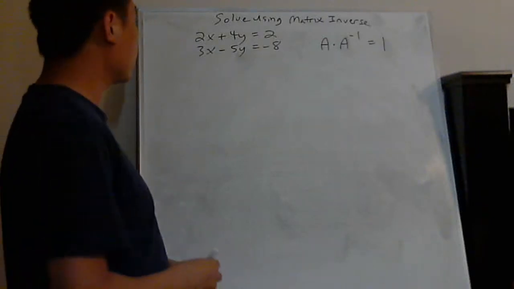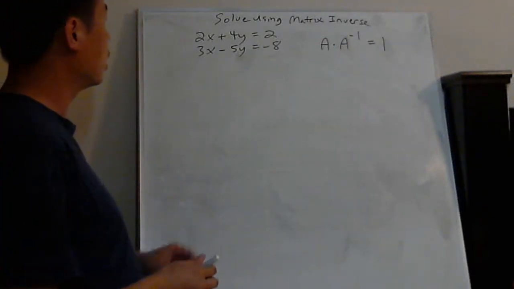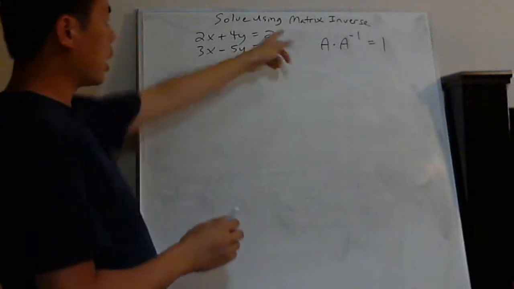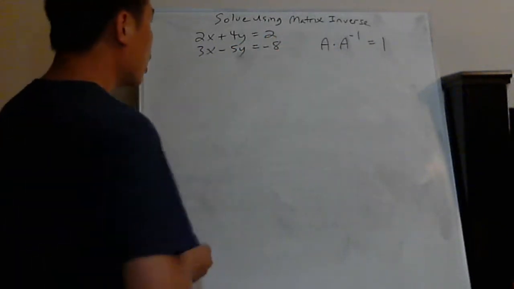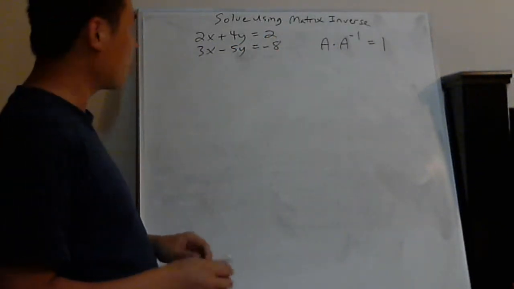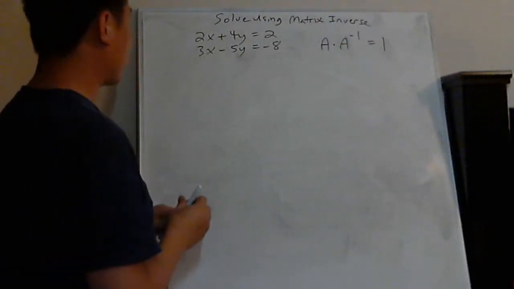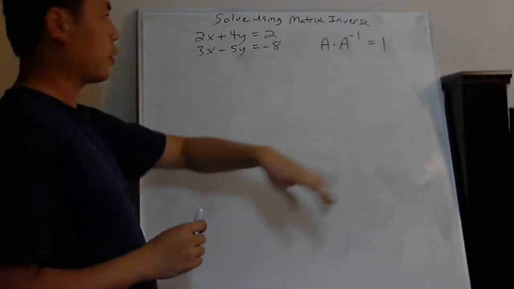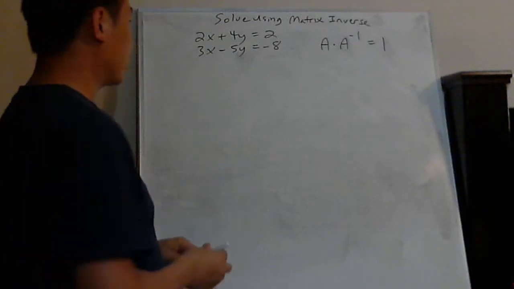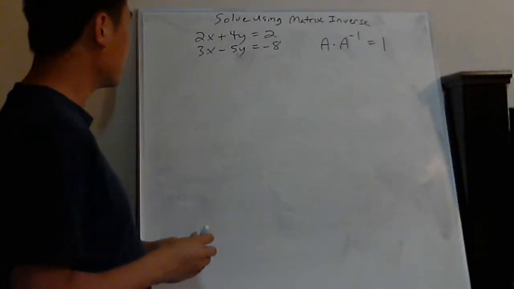In this video, we're going to learn how to solve a system of equations using a matrix and its inverse. It's a little different than Cramer's rule and those other methods in matrices. So we're going to use the inverse right now. It's more algebraic, this method of solving an equation.